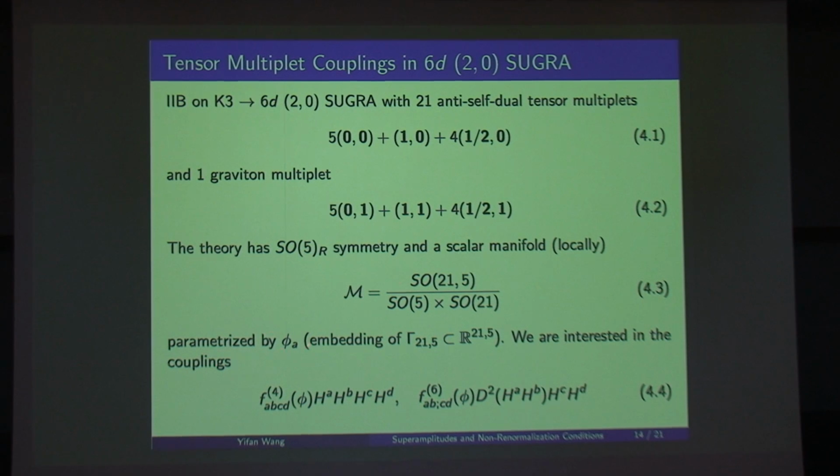We'll collectively parameterize this scalar manifold by phi a, where a runs from 1 to 105. We'll be interested in couplings with the tensor multiplets. This a is different from that a, sorry: this a here goes from 1 to 21. This H represents the field strength for the anti-self-dual tensors in the tensor multiplets.